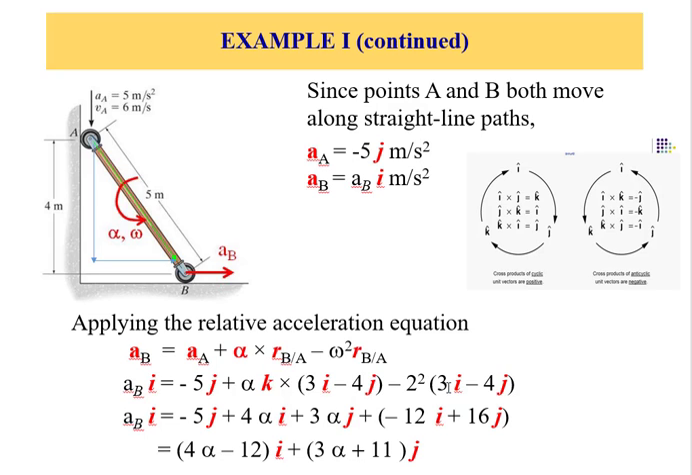Now, A_A we already know is negative 5j, according to the Cartesian coordinate system we selected. A_B, we don't know the magnitude, but we know its direction. So A_B as a vector is an unknown magnitude A_B, but we know it's always in contact with the wall and has a known direction, i. So we'll label that A_B i. Now I'm going to insert the vector components and conduct the cross product.